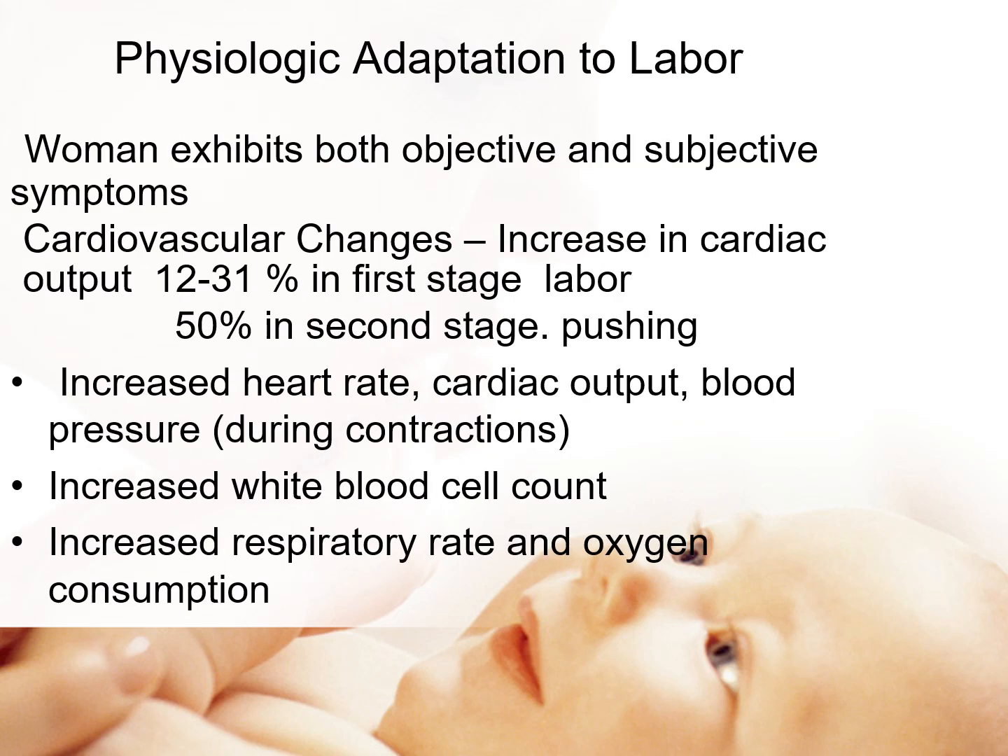So women exhibit both objective and subjective symptoms. Cardiovascular changes: increase in cardiac output is going to be 12 to 31% in the first stage of labor and 50% in the second stage while they're pushing. Increased heart rate, cardiac output, and blood pressure during contractions. But again, these should just be slight elevations. These should not be in preeclampsia range blood pressures.